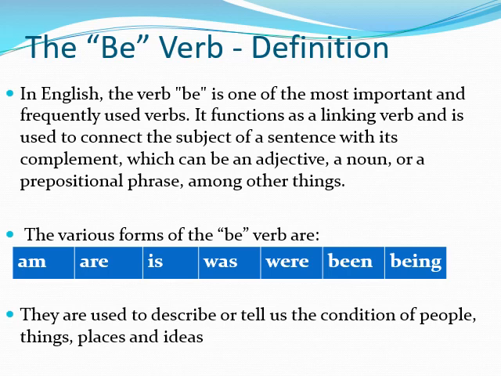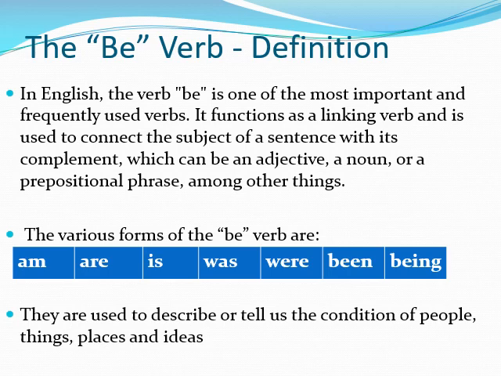And if you repeat what I read, it will be good for your pronunciation. So here I go. I'll read. In English, the verb be is one of the most important and frequently used verbs. It functions as a linking verb and is used to connect the subject of a sentence with its complement, which can be an adjective, a noun, or a prepositional phrase, among other things.